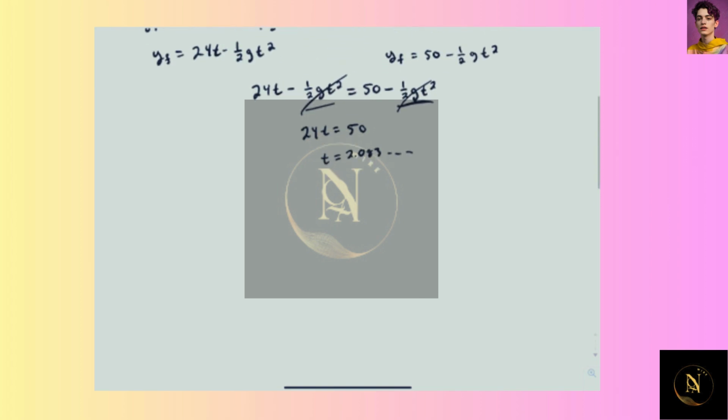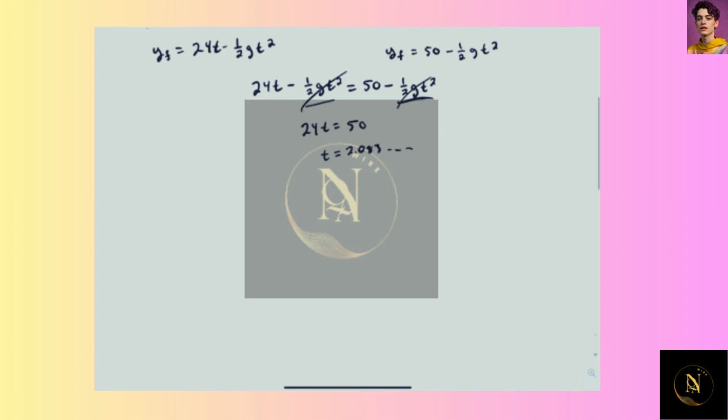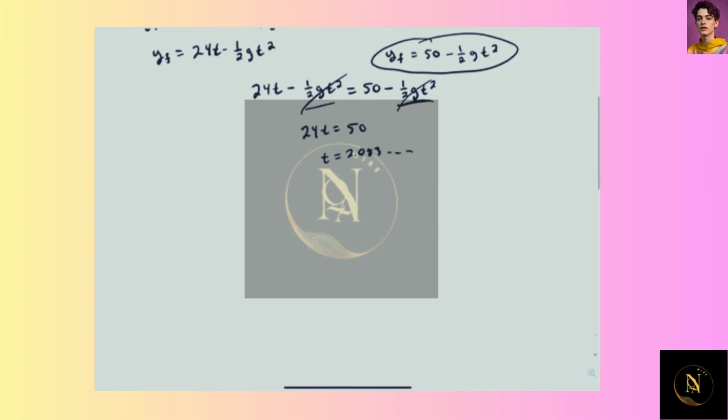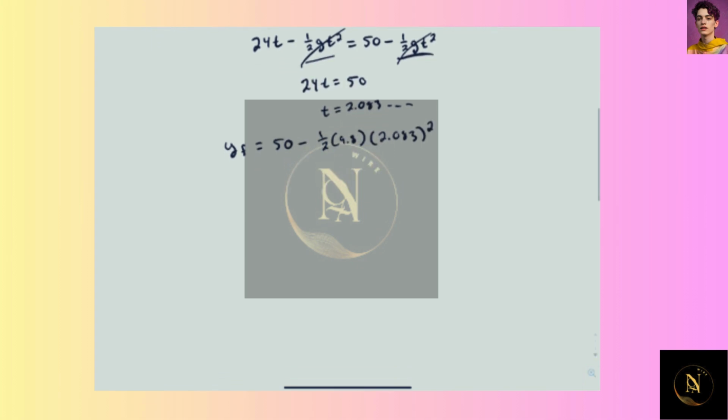We want to know the height. And so we can plug into either equation we got, but I'm just going to use this one because there's only one t in there. I don't have to plug it in twice. So our Y final is going to be 50 minus 1/2 G, G is 9.8, and our t, 2.083 squared. And our Y final ends up being 28.7 meters. And this is 28.7 meters above the ground.